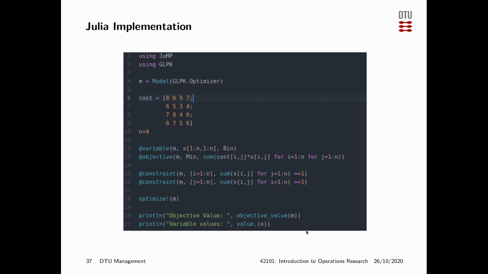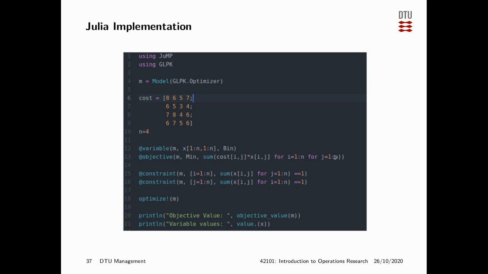Here's some example Julia code that you can use to solve this assignment problem. We start out by declaring a model. This is our cost array. It's essentially the table you saw on this slide related to the example. We have a parameter 4, which specifies that we have exactly 4 employees and 4 tasks. I define 16 binary variables here.